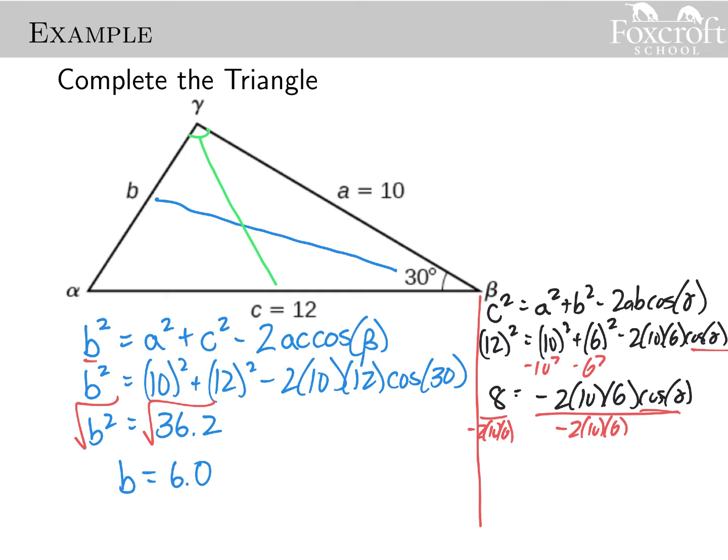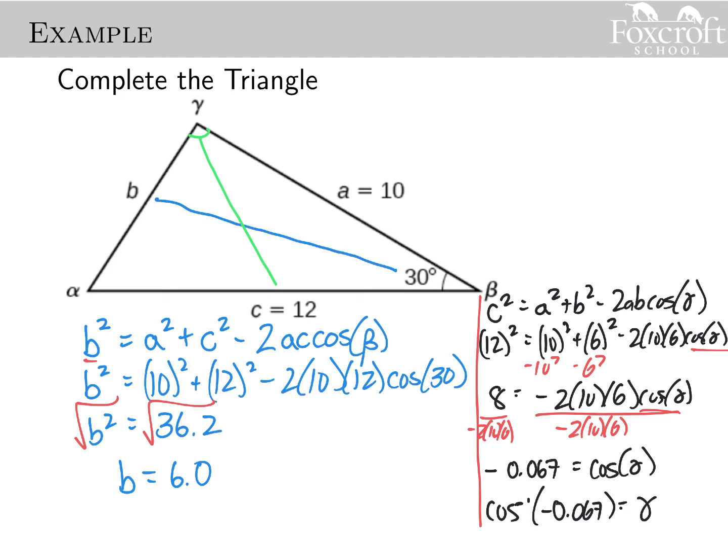All right, so I have 8 divided by -2 times 10 times 6. Oops. And that's going to be -0.067 equals cosine of gamma. And then the whole point of getting to this point was if I get cosine is equal to a number, I can switch these two things. If I switch to cosine inverse, these two things are going to switch places. And that's going to be equal to this angle gamma.